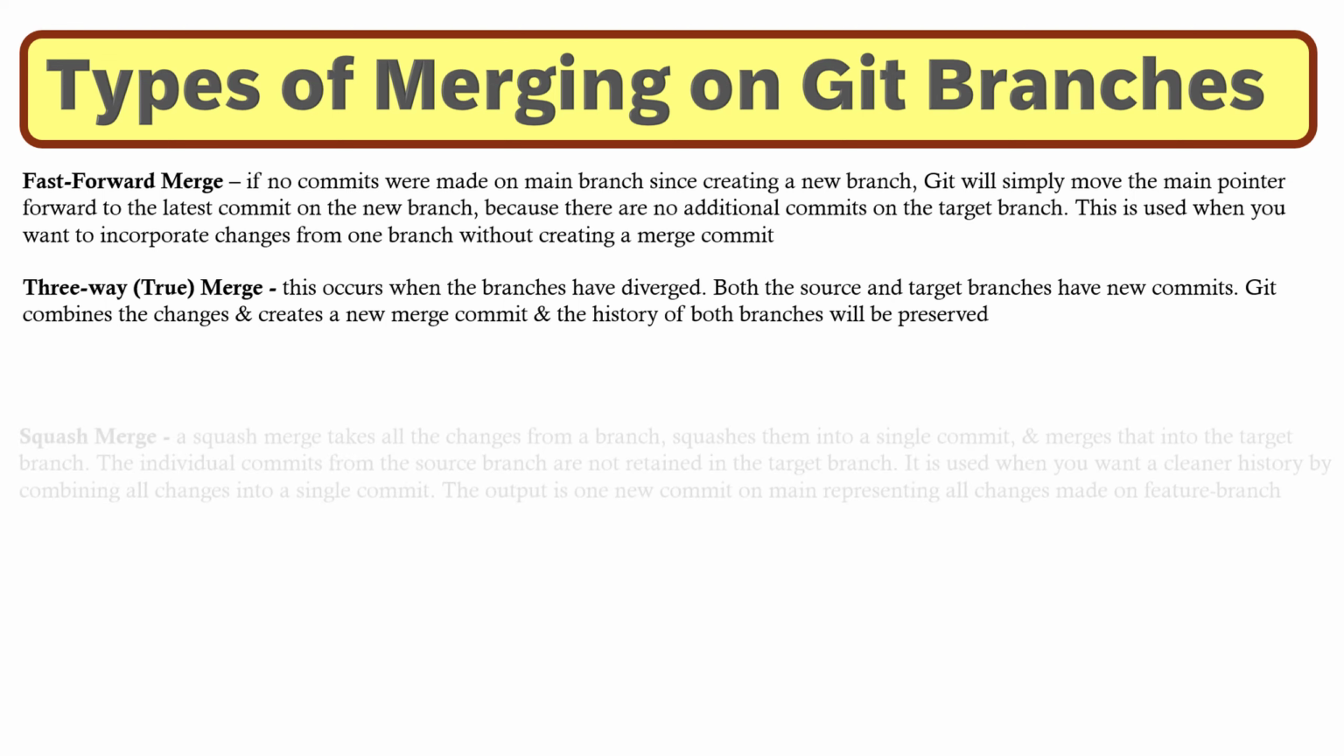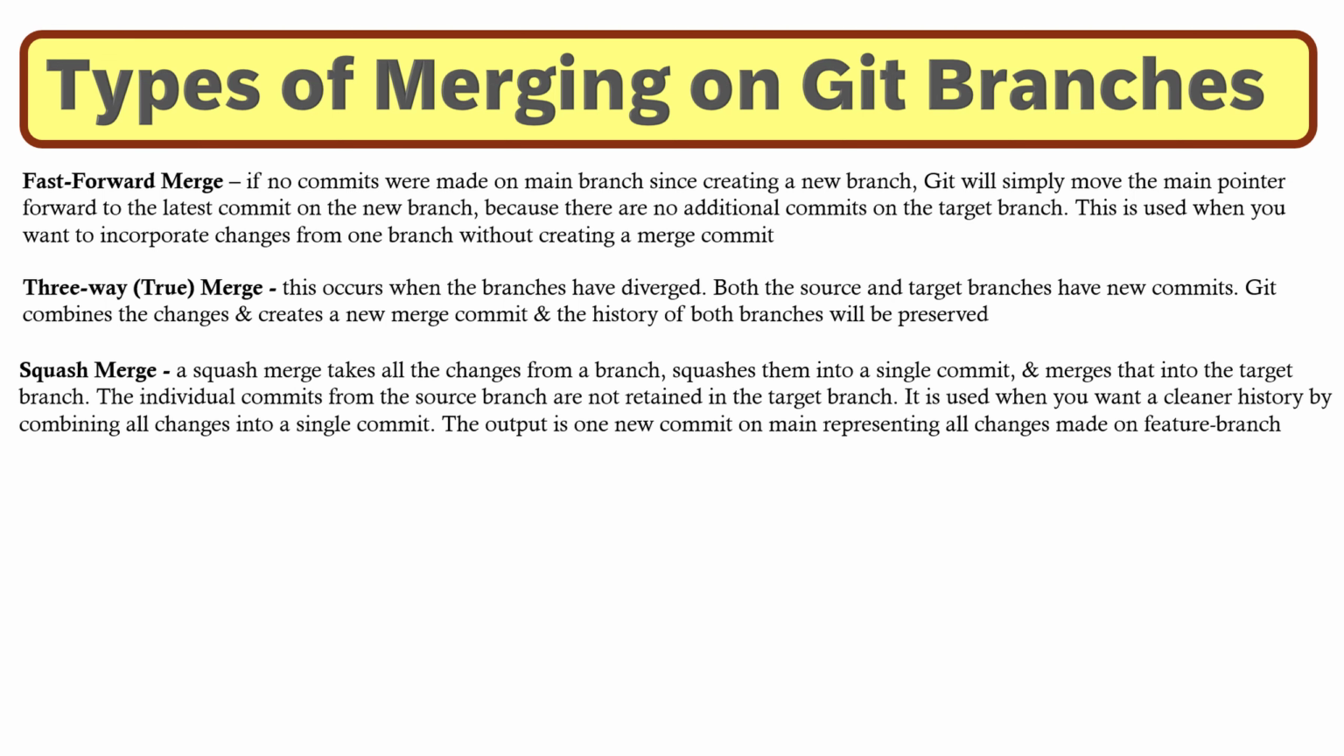Now there's a squash merge. A squash merge takes all the changes from a branch and squashes them into a single commit and merges it into a target branch. So the individual commits from the source branch are not retained in the target branch. And you would use this when you want a cleaner history by combining all the changes into a single commit.